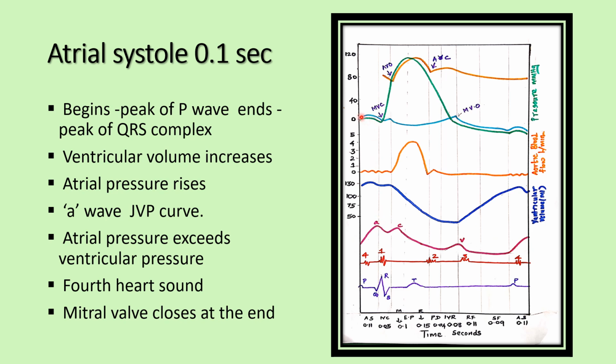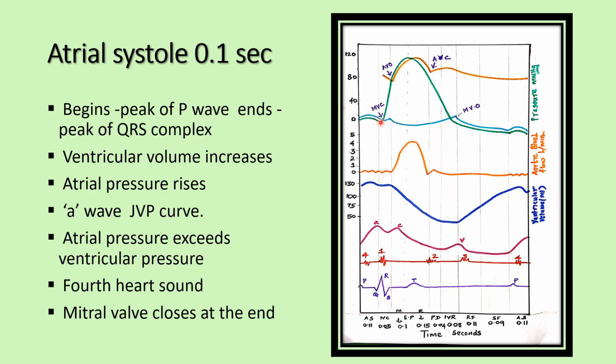Atrial pressure exceeds the ventricular pressure. The blue color line is the atrial pressure. The green color line is the ventricular pressure. So atrial pressure is more than ventricular pressure. The fourth heart sound is produced in the phonocardiogram due to the inflowing of the blood from the atrium to the ventricle through the atrioventricular valve. The atrial systole ends with the mitral valve closure.